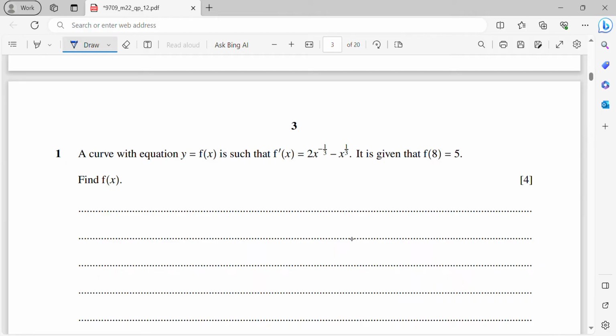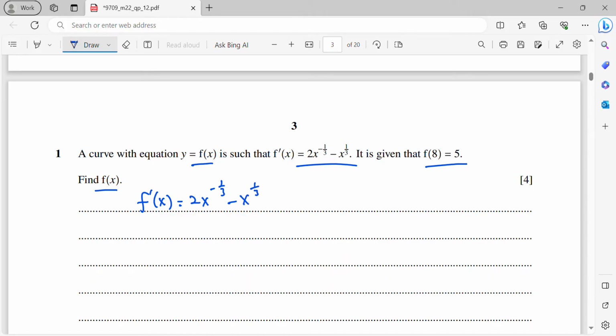Question number 1: a curve with equation y equals f(x) is such that f prime x is 2x to the power of negative 1 over 3 minus x to the power of 1 over 3. It's given that f(8) equals 5. Find f(x). From here, I will rewrite the f prime x first. So f prime x is the gradient of the graph.